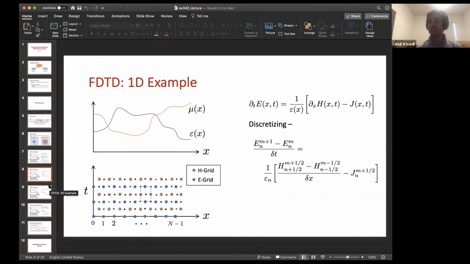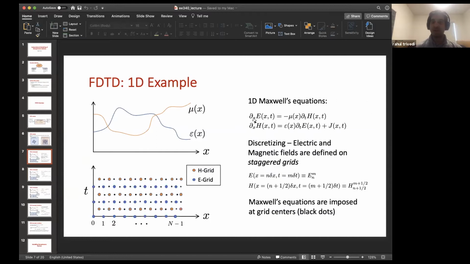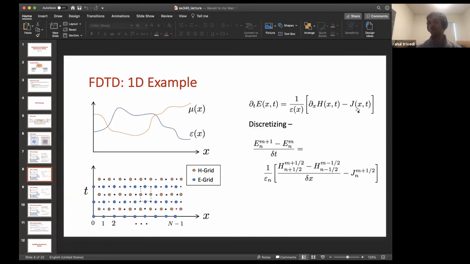So now how does this help us? Let's take one Maxwell's equation. Let's take the derivative of electric field with respect to time. This is just a rearrangement of the Maxwell's equation that I showed you here, which is the second one. You have the derivative of electric field with respect to time. You can write it in terms of the derivative of magnetic field with respect to space and J, right? It's pretty simple. And now let's try and impose this equation at a particular point in space and time.